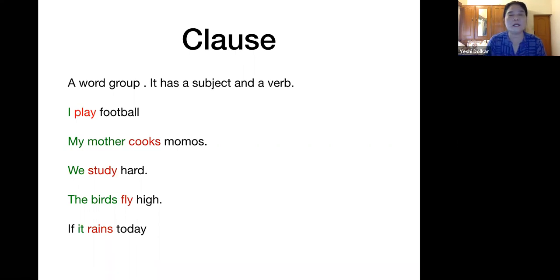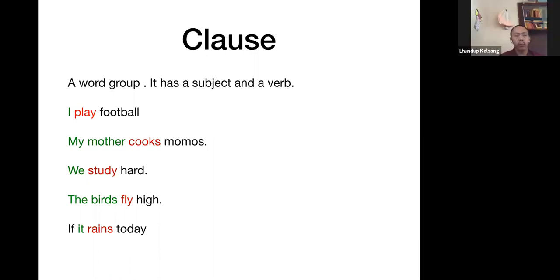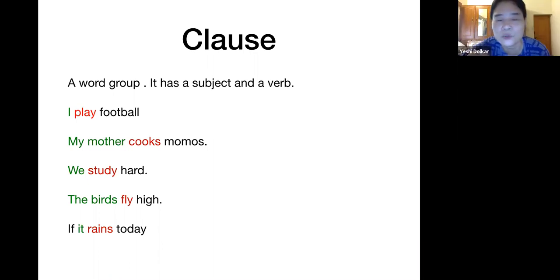All right. My mother cooks momos. My mother is the subject, cooks is the verb. It looks like a sentence. Doesn't it look like a sentence? Yes. But then you have to be careful. Some of these are not sentences. I will show you at the end there.